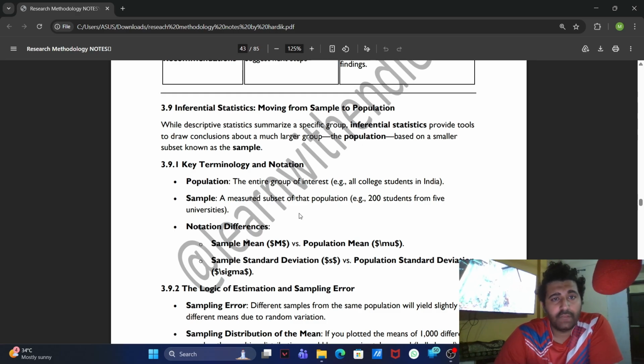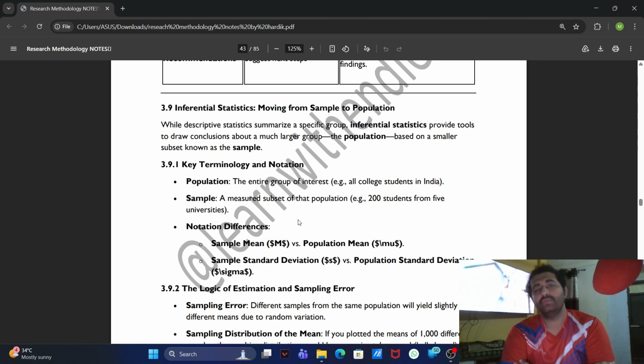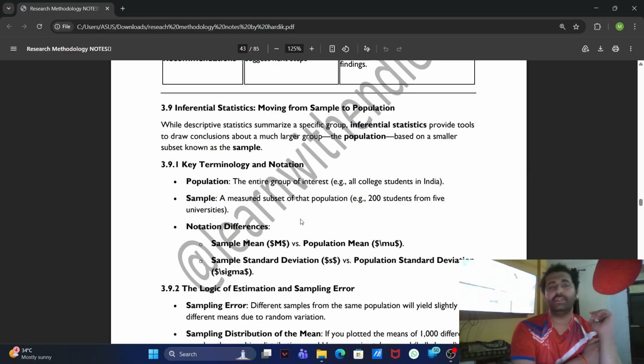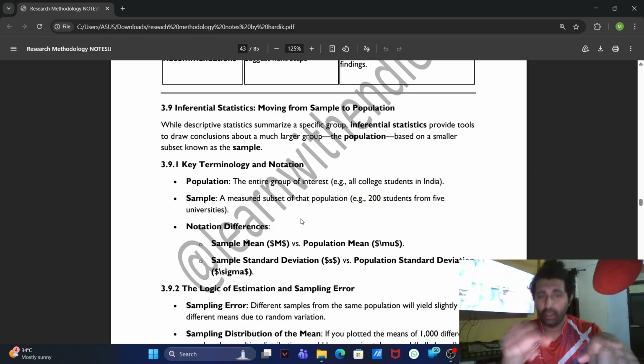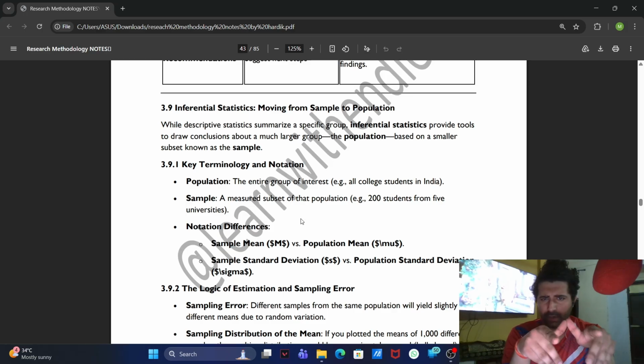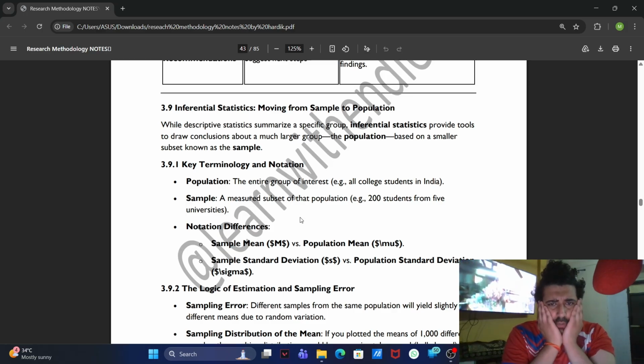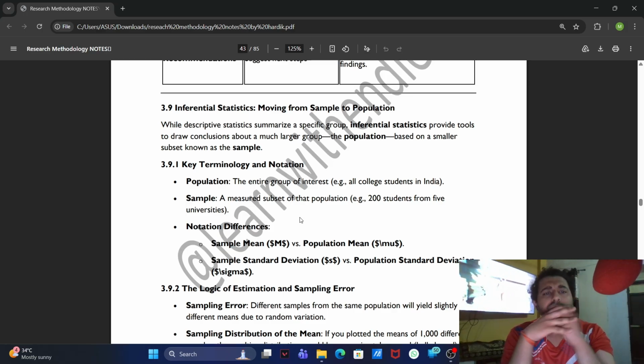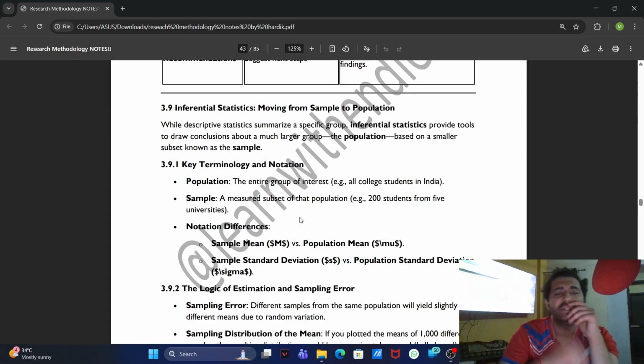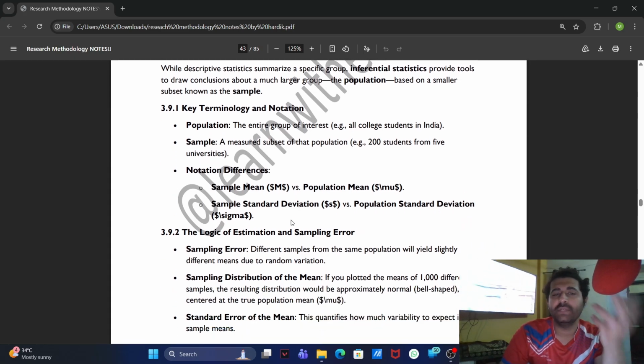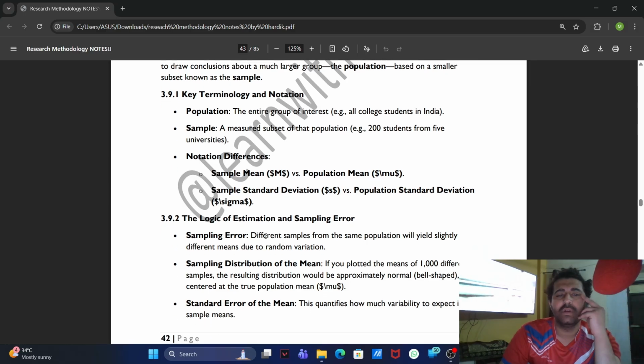Next topic: inferential statistics, moving from sample to population. While descriptive statistics summarize a specific group, inferential statistics provide tools to draw conclusions about a much larger group, the population, based on small samples. We have discussed the case study earlier about this topic, so I won't go over it again. Population and sample notation difference: sample mean versus population mean, standard deviation.